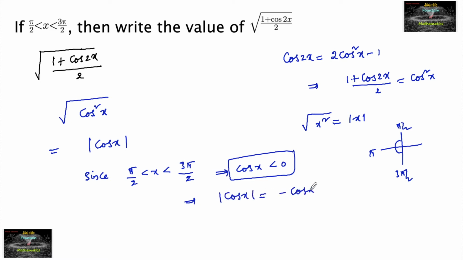x. From the definition of mod x, it will be taken plus x when x is greater than or equal to 0, and it will be taken minus x when x is less than 0. So from the definition of modulus, we can say mod of cos x is equal to minus cos x, since x lies between pi by 2 and 3 pi by 2, which is given. Okay, so minus cos x is the answer.